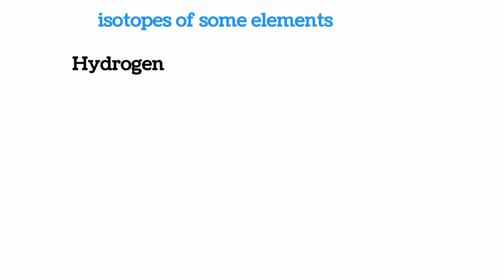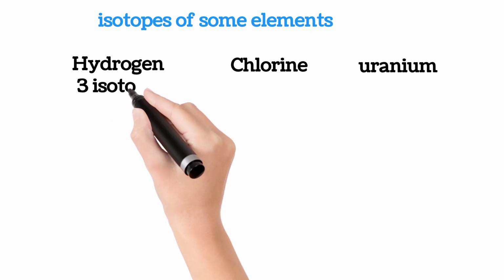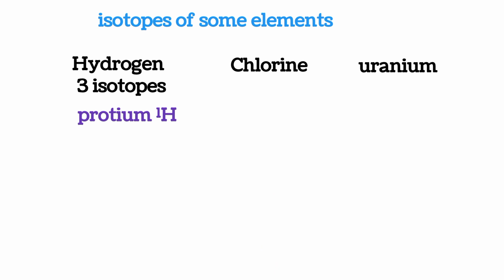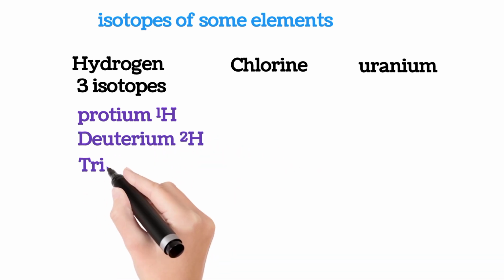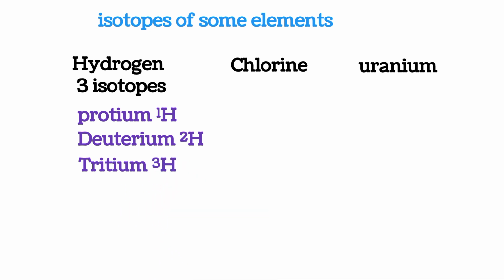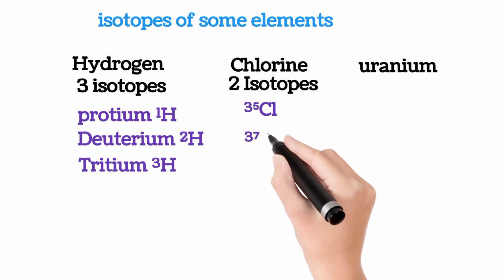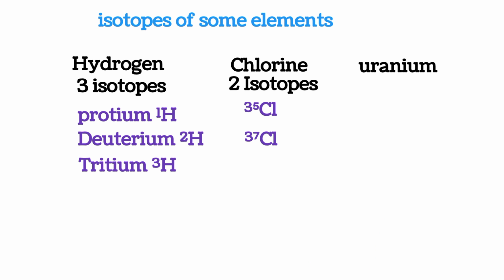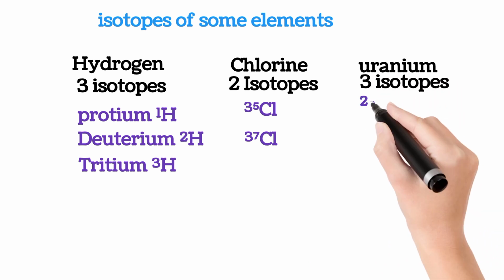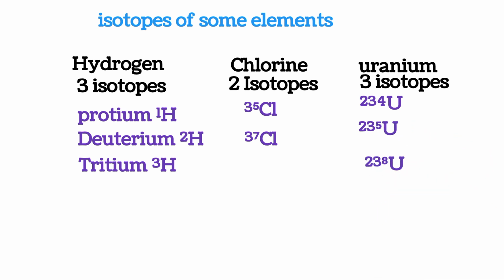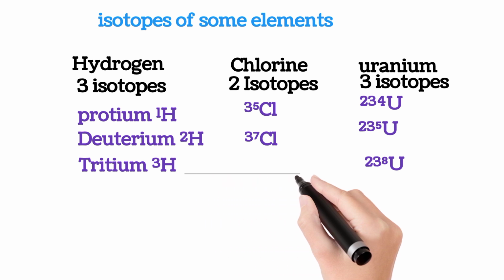Now, let's look at isotopes of some elements. We have hydrogen, chlorine, and uranium. Hydrogen has 3 isotopes: protium, which is hydrogen 1, deuterium, hydrogen 2, tritium, hydrogen 3. Chlorine has 2 isotopes: chlorine 35 and chlorine 37. Uranium has 3 isotopes: uranium 234, uranium 235, and uranium 238.